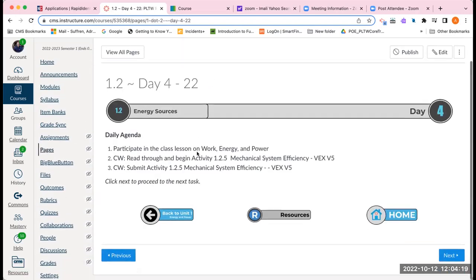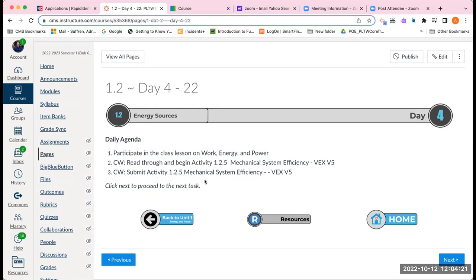And again, this page was written as if you were physically in the classroom. So if you were physically in the classroom, we would partake in the activity 1.2.5, mechanical systems efficiency, VEX V5. So we would be building, but since we are virtual, we will not be doing the VEX V5, we will be doing the simulation, okay? So everybody go ahead and click next if you're on Canvas.